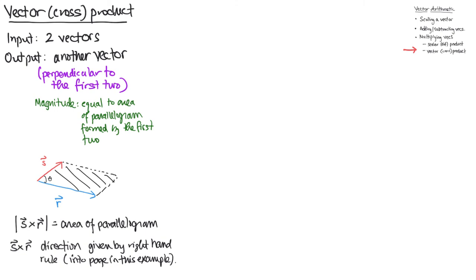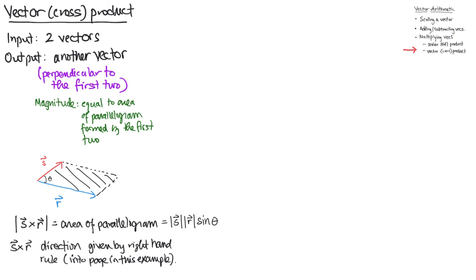How actually do we write the area of the parallelogram? Well, the area of a parallelogram is equal to the base times the height. So here the base would be the magnitude of the blue vector r, and the height would be the length of s times the sine of this angle theta. Okay, so we could write this as mag s, mag r, times the sine of the angle theta.